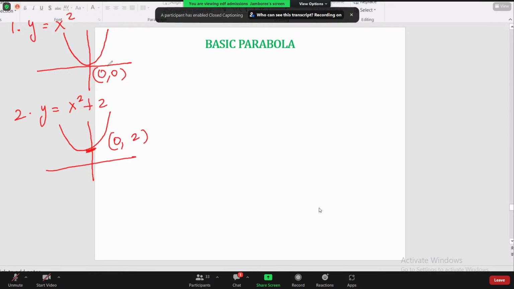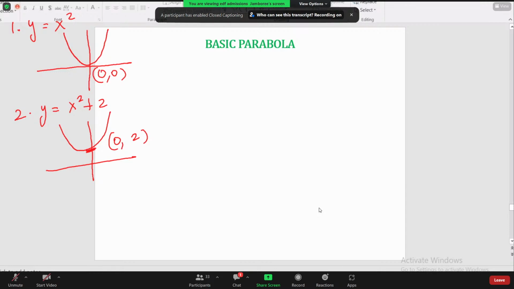So now if you notice, the previous graph had the vertex at 0, 0, and this graph has the vertex at 0, 2. So it has been shifted 2 units up. That's what I'm trying to relate out here, that this 2 units is the same constant which has been added to the function. So y is equals to x square plus 2 is the concern. So this has been shifted 2 units up.